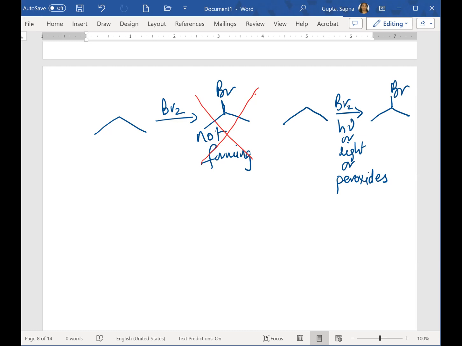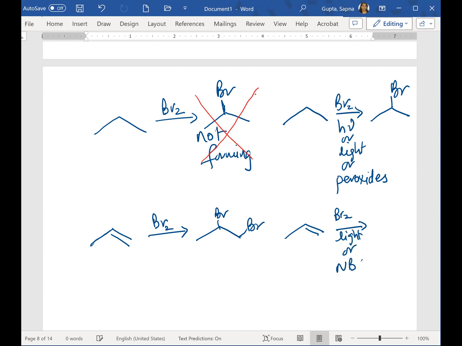So this is one reaction. Okay, the other reaction we talked about was this one. Here, if you do Br2, then you will end up getting something like this. But if you use Br2 with light, or you use NBS, then you get allylic substitution.